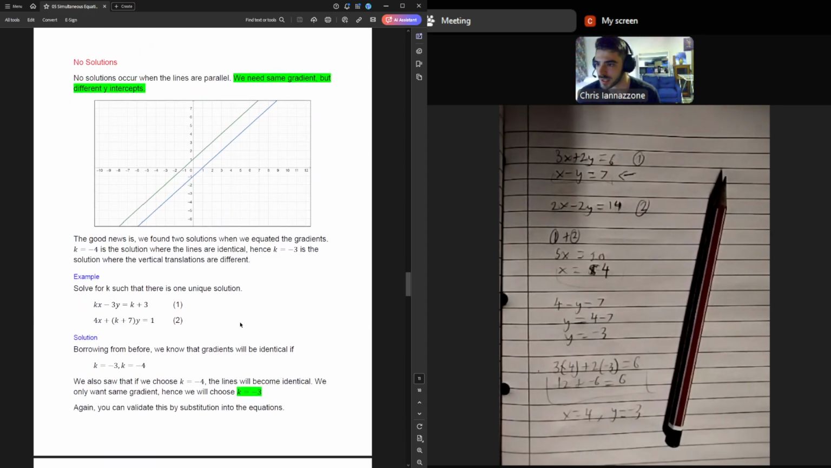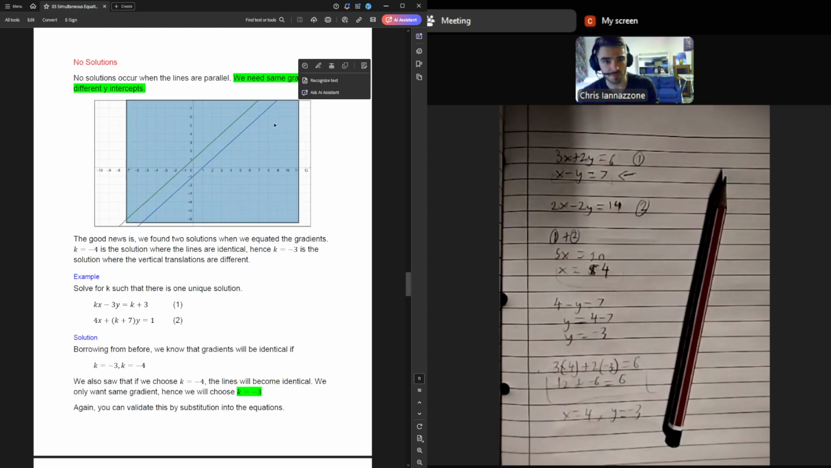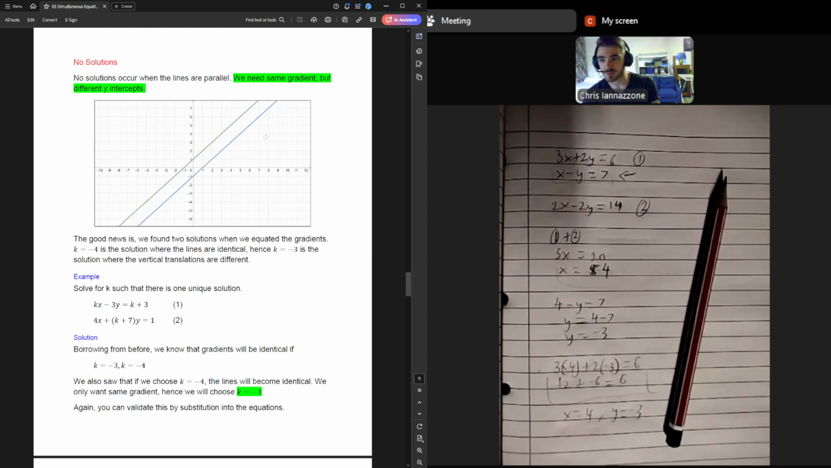And then finally, we have no solutions, which mathematically just looks like parallel lines. These lines will never touch. That's what makes it no solutions. So for parallel lines, you need your lines to have the same gradient, but different y-intercepts. So again, all you're going to do is rearrange to get y equals mx plus c, do the exact same working out, but this time at the end, you're looking for what would it take to get same gradient, different y-intercepts.